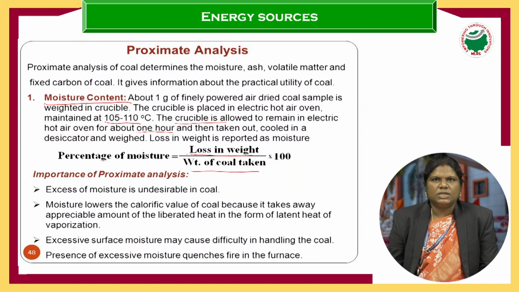Now, what is the importance of the proximate analysis? Okay, the excess of moisture is undesirable in coal. Why? Because the excess of the moisture present in the coal will decrease the calorific value of the coal, and it will also quench the fire, meaning it will use the excess of fuel. Okay, that's why we should not have excess moisture in the coal.